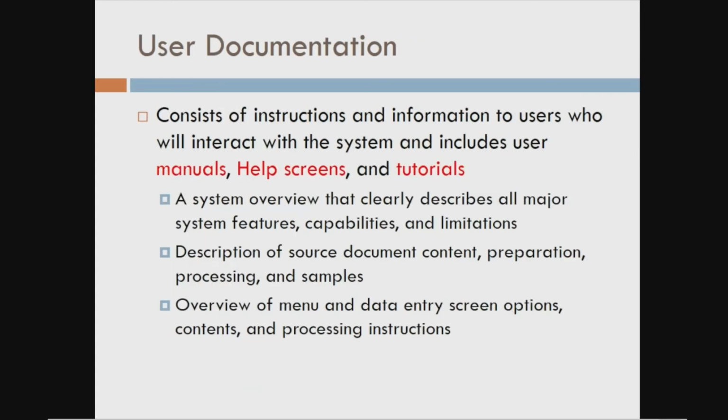Okay, next we have the user documentation. User documentation consists of instructions and information for users who will interact directly or indirectly with the system. It includes the manual on how to use the system, the help screens, and the tutorial. Okay, how to use the system. This button is for what? Okay, this button will direct you to which page, and so on. So a system overview that clearly describes all the major system features, capabilities, and the limitations.